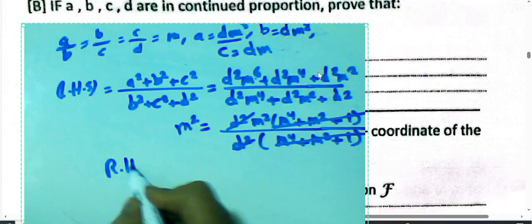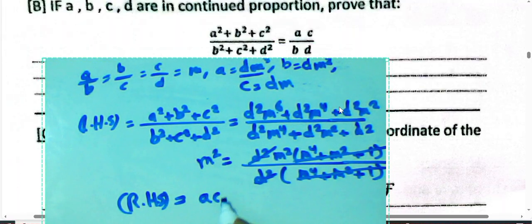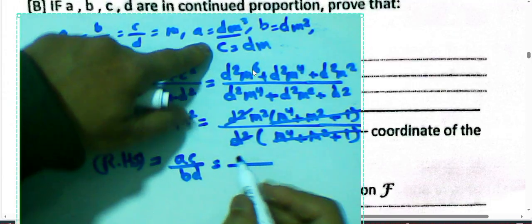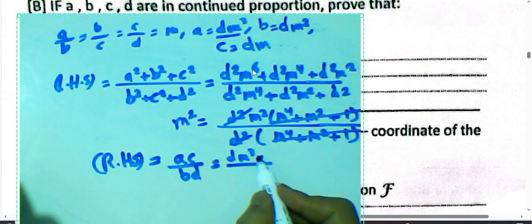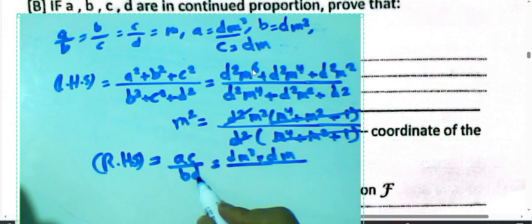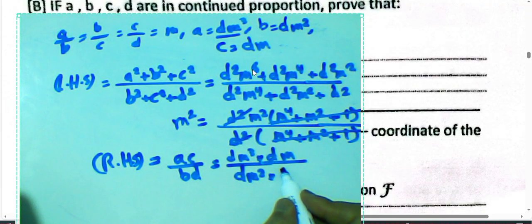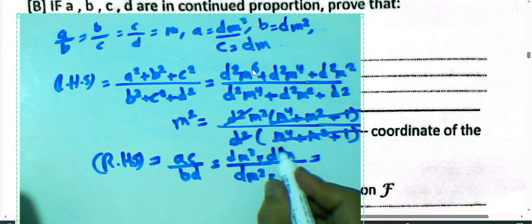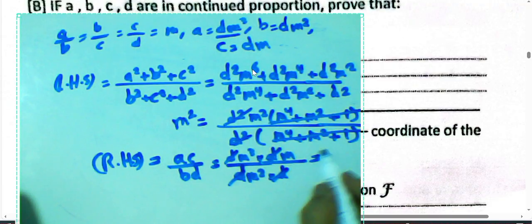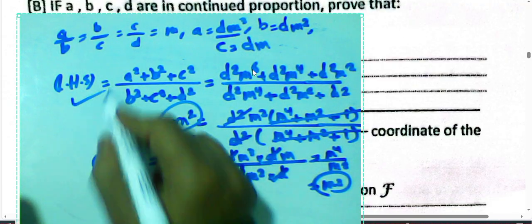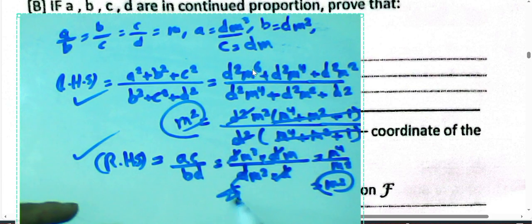Now I will solve the right hand side. The right hand side is the expression C over B, multiplied by D. Simplify here: write the value of A equals D M power 3, multiplied by C equals D times M over B, D M power 2, multiplied by D. Then D cancels by D, M power 3 times M power 4 divided by M power 2. The result will be M power 2. Then they are equivalent: left hand side equals right hand side. Then we have proved it.